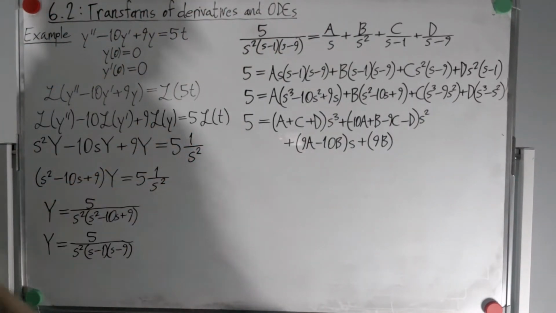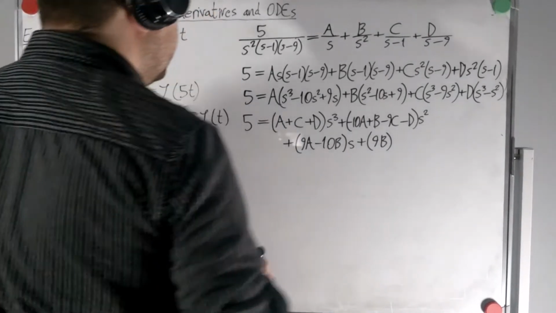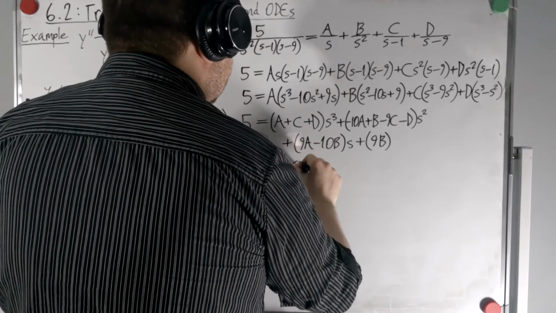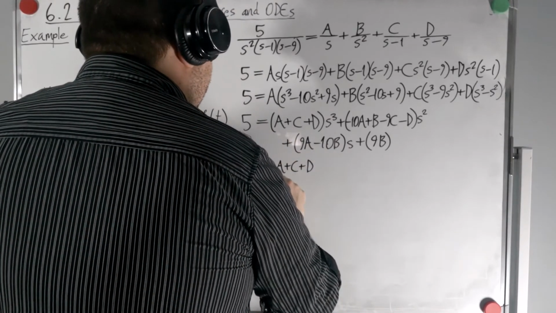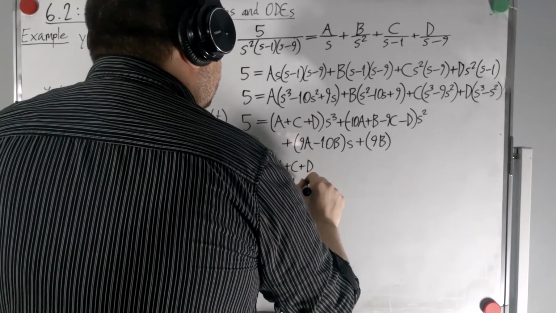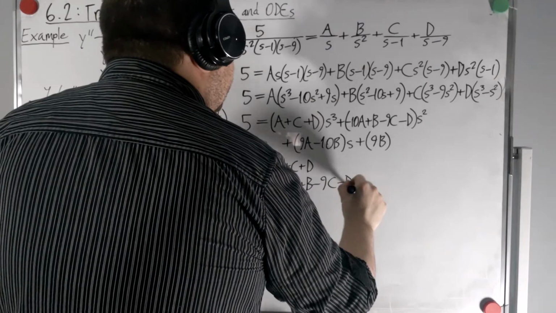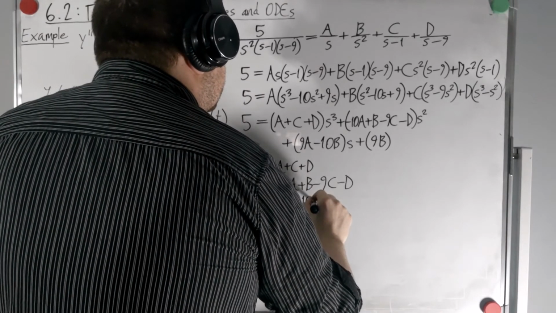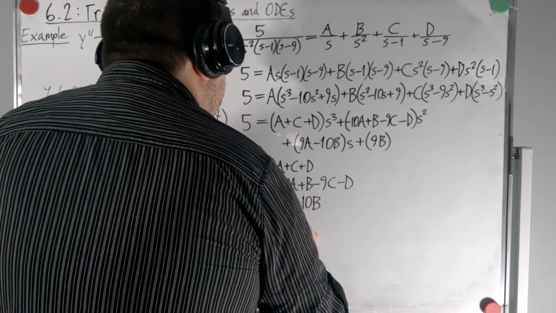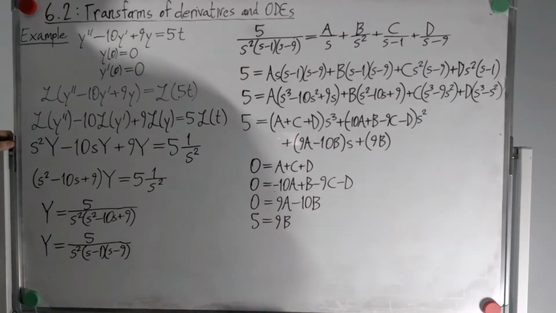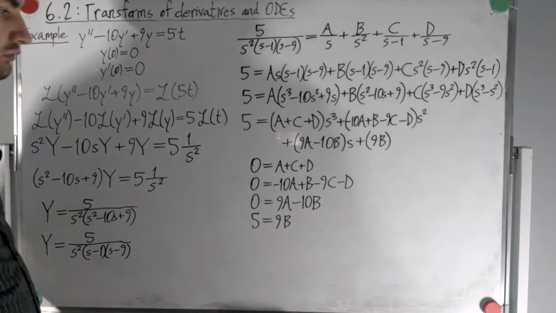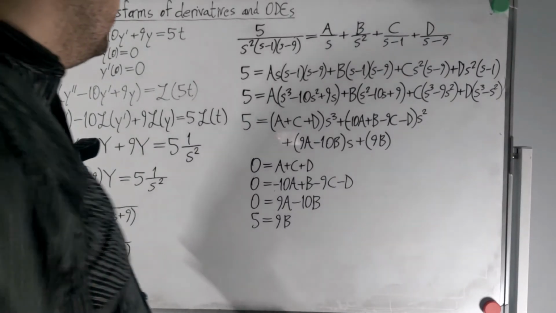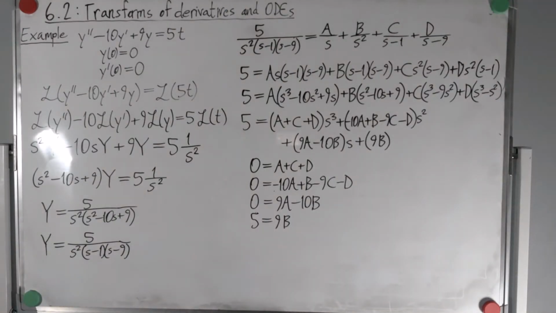The powers of s are linearly independent functions, so therefore we can set the coefficients on the left equal to the coefficients on the right. So 0 equals A plus C plus D. 0 equals negative 10A plus B minus 9C minus D. 0 equals 9A minus 10B. And 5 equals 9B. Okay. So, we have a system of 4 equations that we can solve for A, B, C, and D.